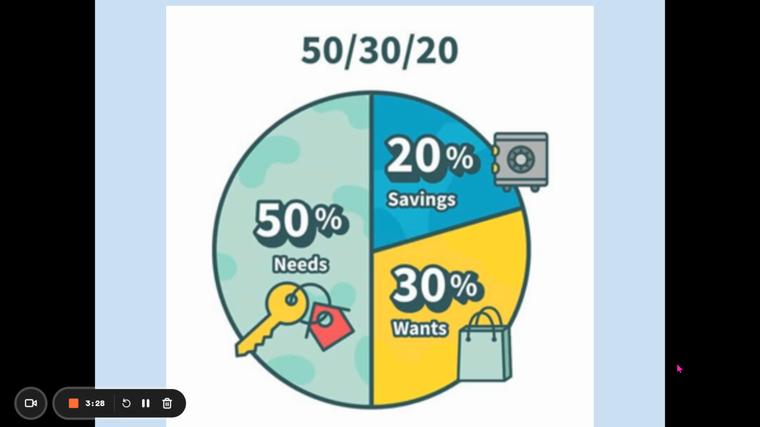When we think about needs, we think about housing, we think about transportation, we think about anything that you might need for your job. Maybe you have a family to support. What are things that you absolutely have to have? Food, right? Okay, savings. Notice that now they've changed the percentage.